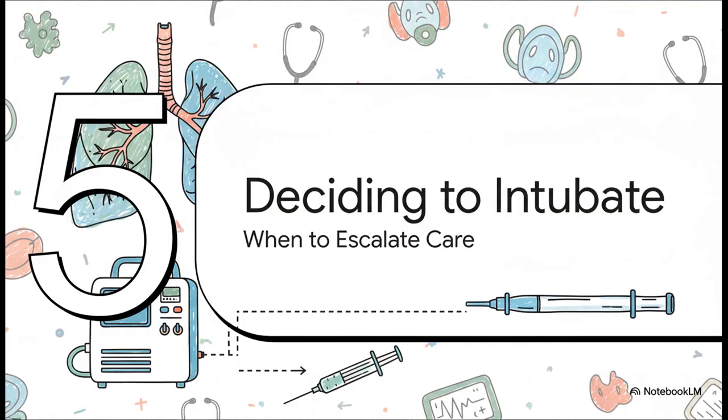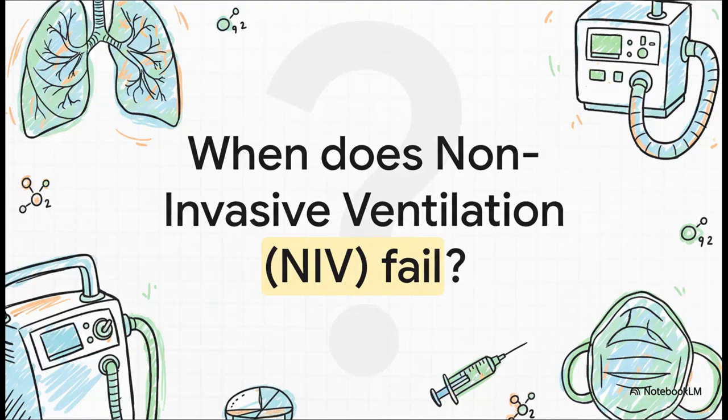And this brings us to the big one, the most critical decision point of all. What do you do when your first-line treatments just aren't enough? Knowing when it's time to escalate from non-invasive support to intubation, that's one of the toughest, most important calls you'll ever make. So let's frame it like another exam question. You've got your patient on BiPAP. You've done everything right. But they're still getting worse. How do you know objectively that it's time to call it? When do you decide that NIV has failed and it's time for the next step?